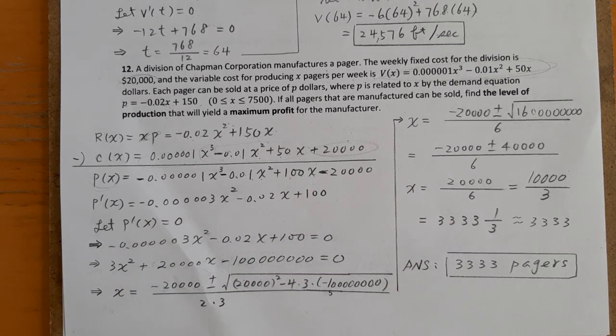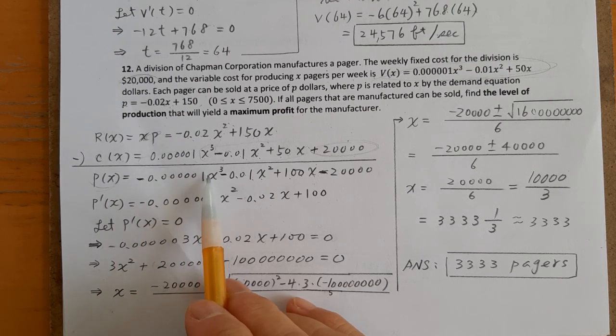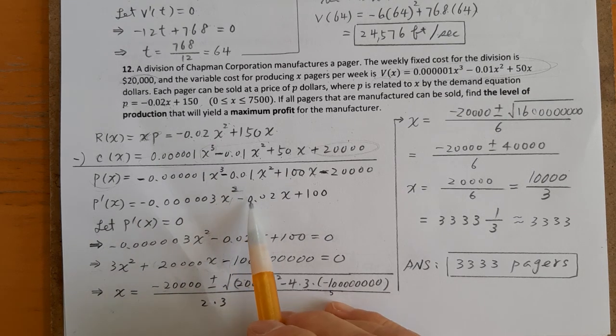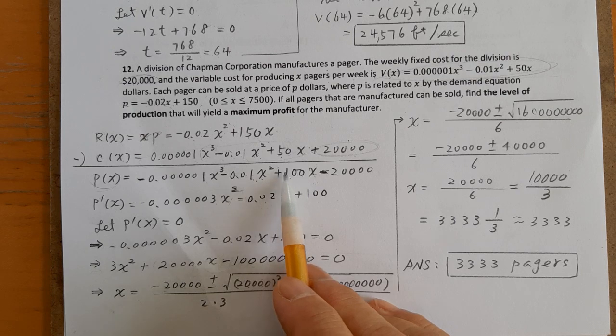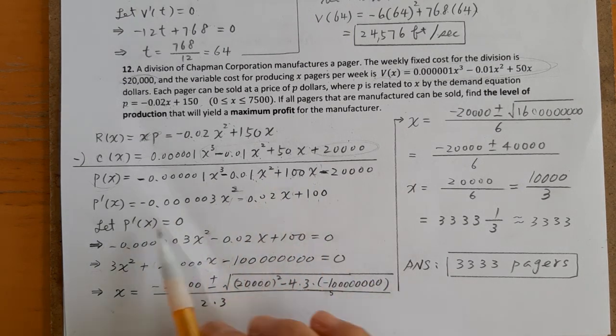Take the first derivative and solve for x. So this 3 times negative 0.00001 is 0.00003 x, 3 minus 1 is 2, and minus 0.01 times 2 is 0.02 x. Add 100 times 1, which is 100, and let this equal 0.